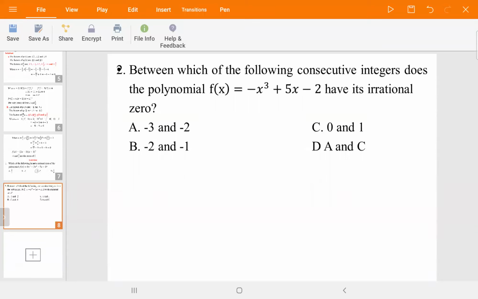Okay, between which of the following consecutive integers does the polynomial f of x have its irrational zero? Because between these integers, if f of x is negative at one value and positive at the other value, then the consecutive integers will be taken, by the location theorem, as containing one irrational zero. So check and determine between which of the following consecutive integers the polynomial has its irrational zero.